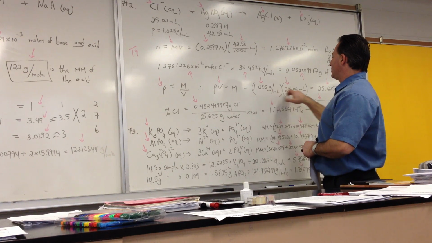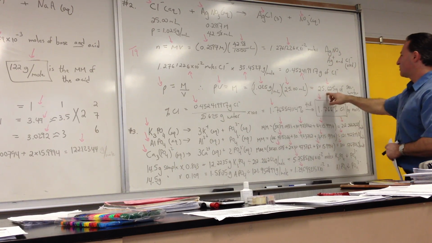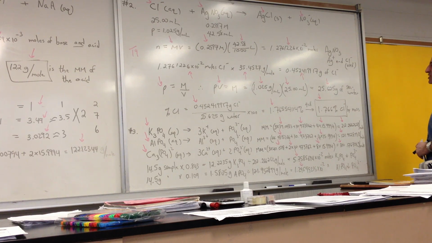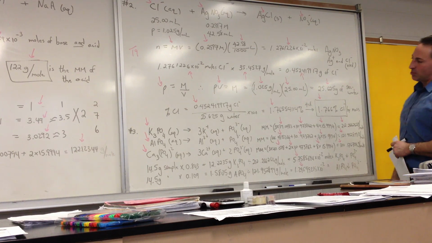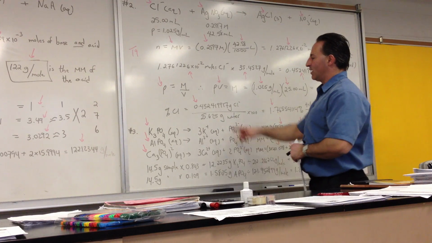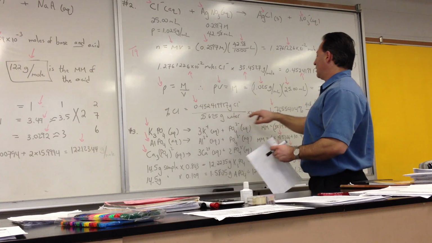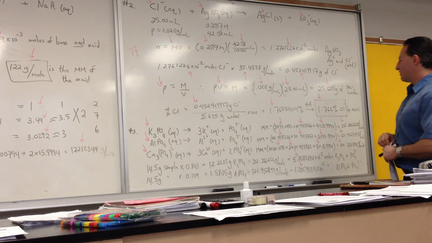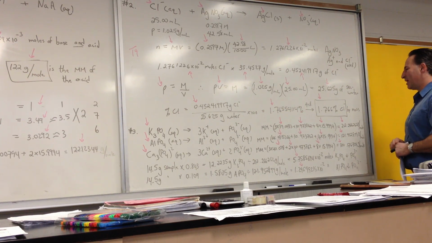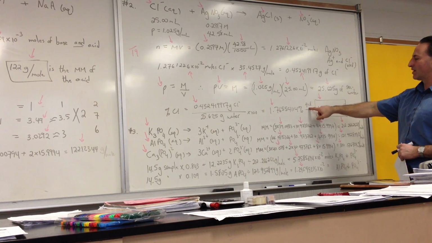And the density times the number of milliliters gives you 25.625 grams of seawater that were in the sample. Then we do the percent chlorine calculation by dividing the mass of chlorine by the mass of the sample that it was in. Multiplying by 100, we get 1.766% chlorine by mass. We're allowed 4 significant figures in this calculation.